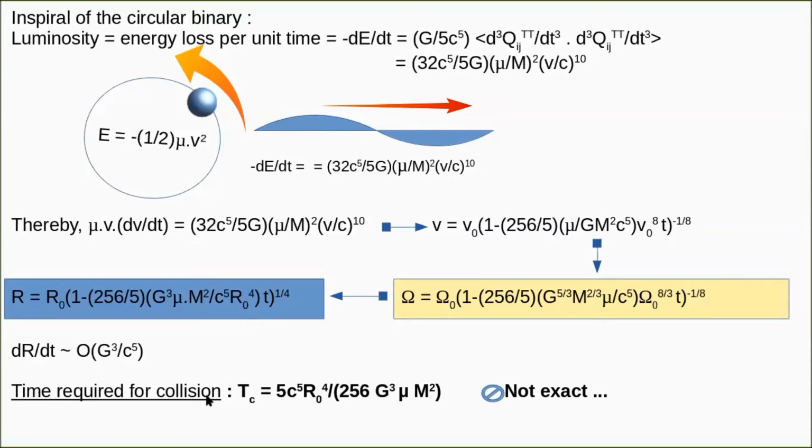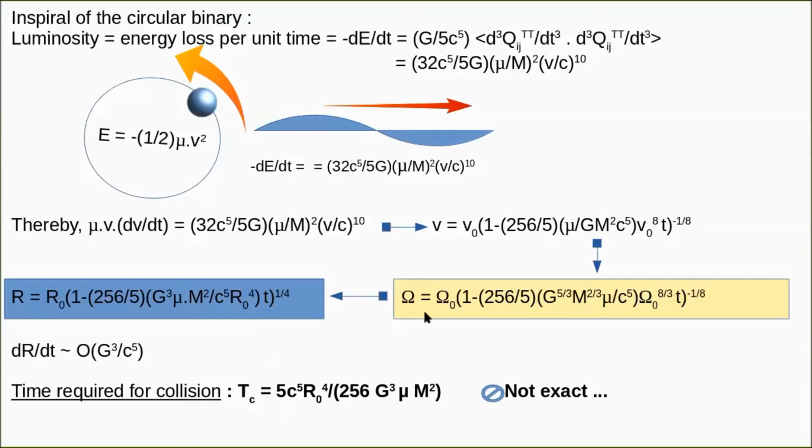And the time required for collision, collision meaning when two point masses collide, they should collide after a finite time. This time is calculated as this. It's not exact, because there is no merger condition, and the two masses actually have some radius, which is initially considered as point mass. So this time is not an exact quantity, but we can use it as an order of magnitude estimation.